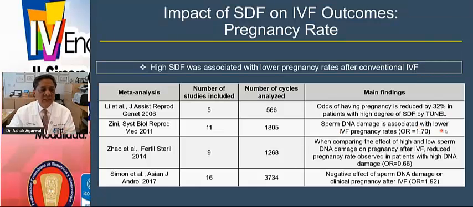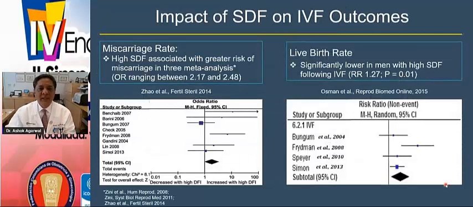And then in the second one, sperm DNA damage is associated with low IVF rates. In the third one, comparing the effect of high and low sperm DNA damage on pregnancy after IVF, reduced pregnancy rate was observed in patients with high DNA damage. And that last one, which was published by Simon and had almost 4,000 cycles of IVF, showed a negative effect of sperm DNA damage on clinical pregnancy after IVF, with an odds ratio of 1.92. All of these are significant. Any odds ratio above 1 is significant. So these results are very convincing.